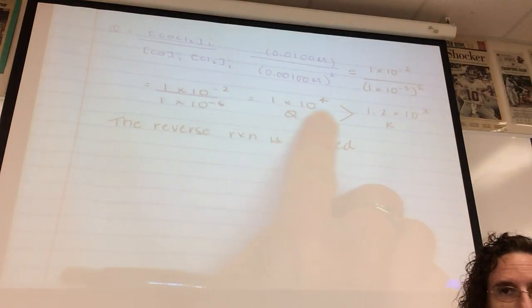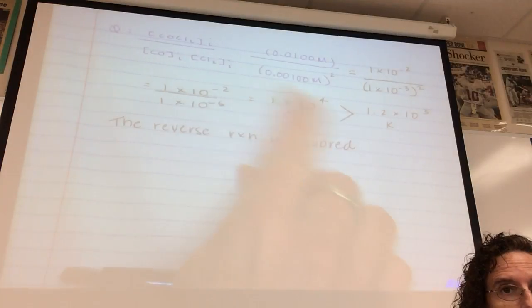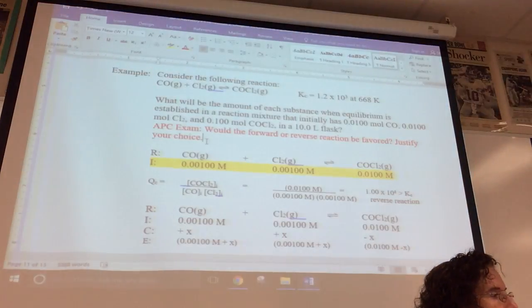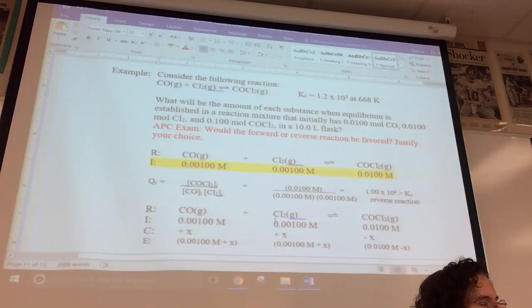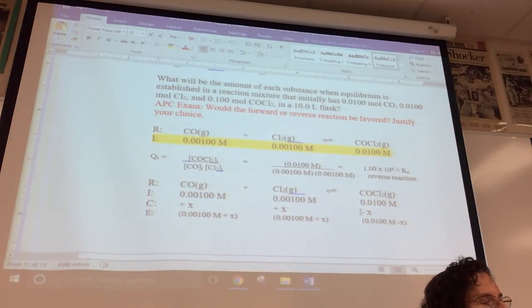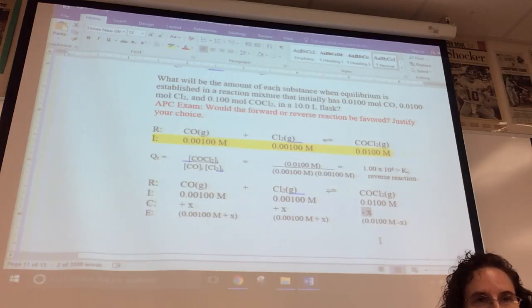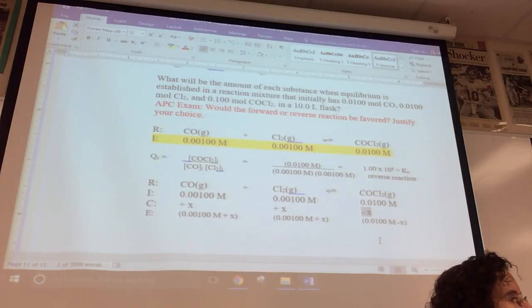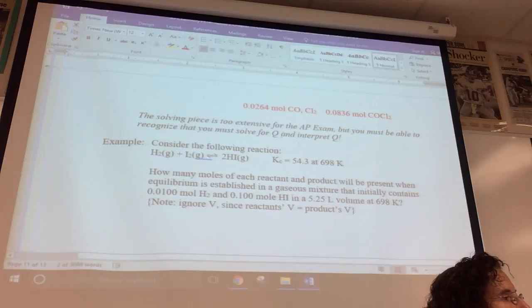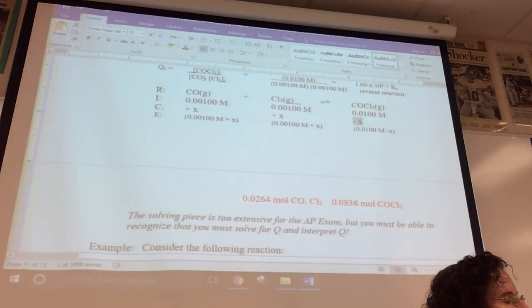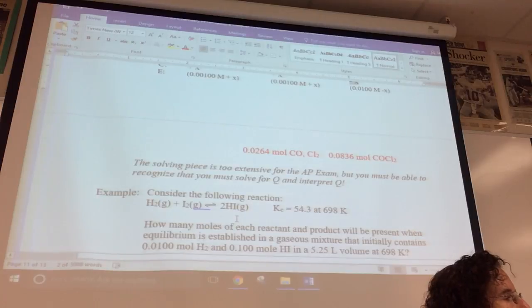did the math make sense? Slow and steady, right? If you look at my grid here, you can see that I subtracted from the product side because the reverse reaction was favored. Again, you're not going to be asked to solve for all the pieces, so you just want to be able to solve for Q and interpret it.